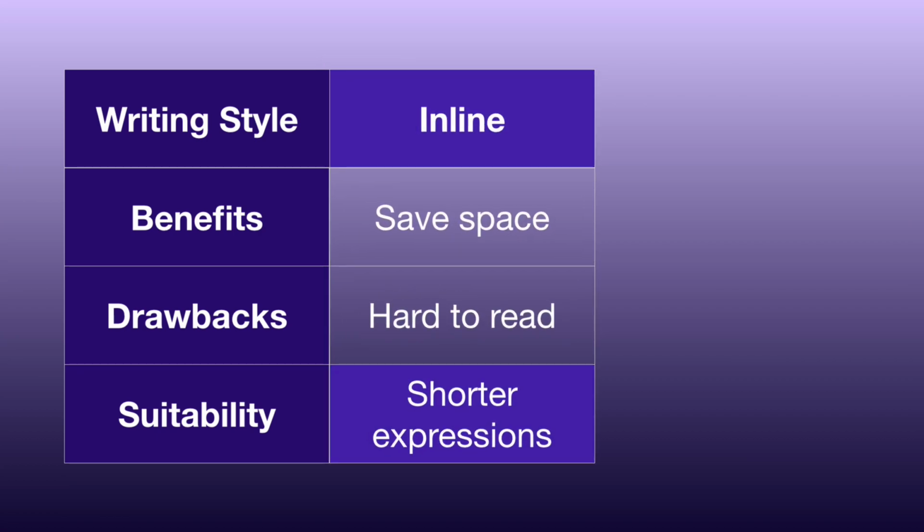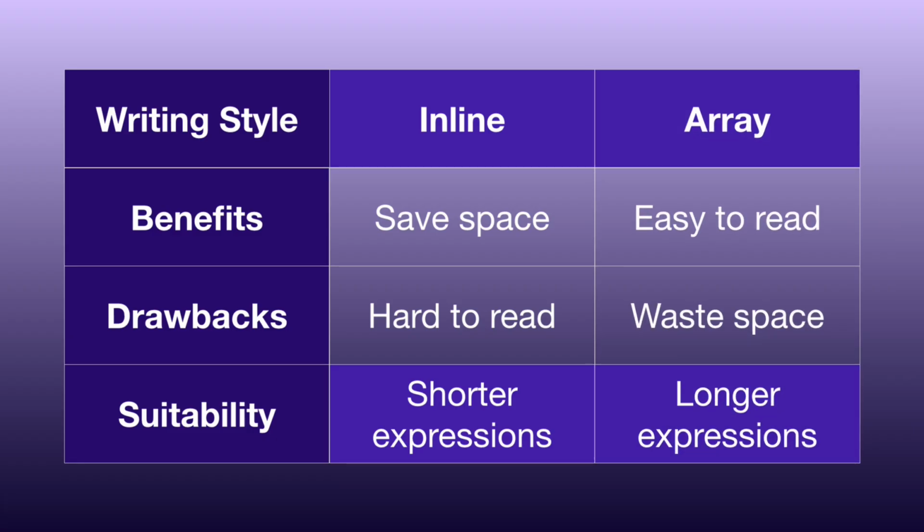To sum up, the inline style can save space, but the reader will more likely have a hard time dealing with the information, so it is suitable for shorter expressions. On the other hand, the array style is easy for the reader to follow, but it takes more space, so it is good for writing longer expressions.